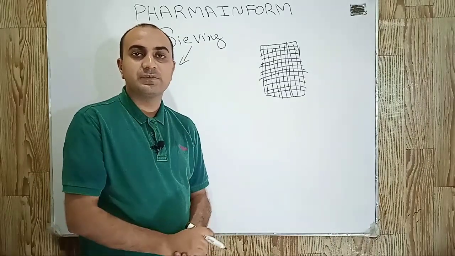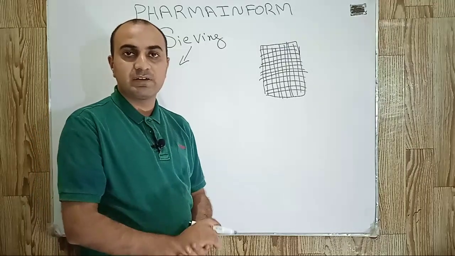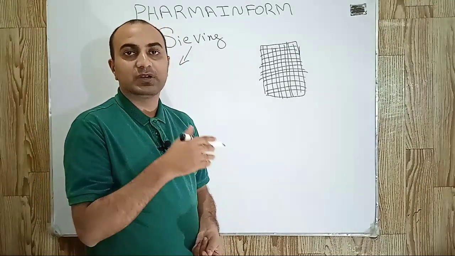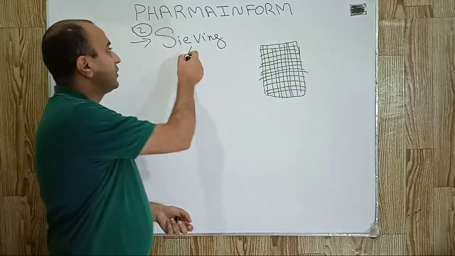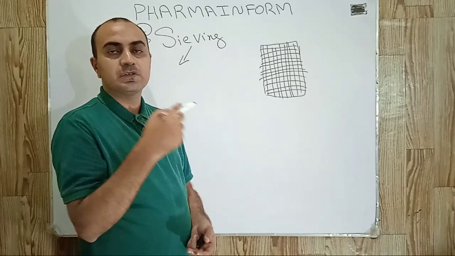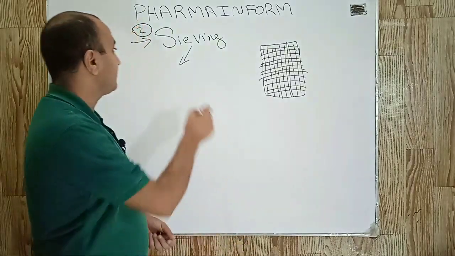Along with manual sieving, we can also use an oscillating granulator for the sieving purpose. We can also use sifters for the sieving purpose. So now we will discuss why we sieve, or what is the purpose of sieving.